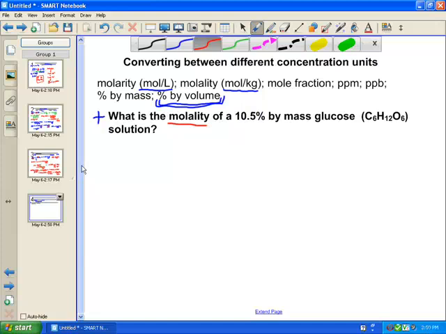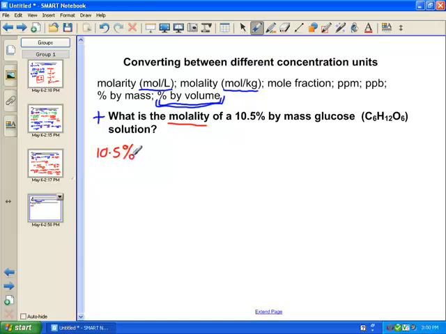So let's just write out what we understand by 10.5%. Of course, 10.5% of anything means 10.5 out of 100. And that's exactly what this means. The only real difference between this and the percent you see in your average math class is the fact this is talking about by mass. Which means if our solution weighed 100 grams, then how many grams of that would be glucose? Well, of course, it would be 10.5 grams of glucose.